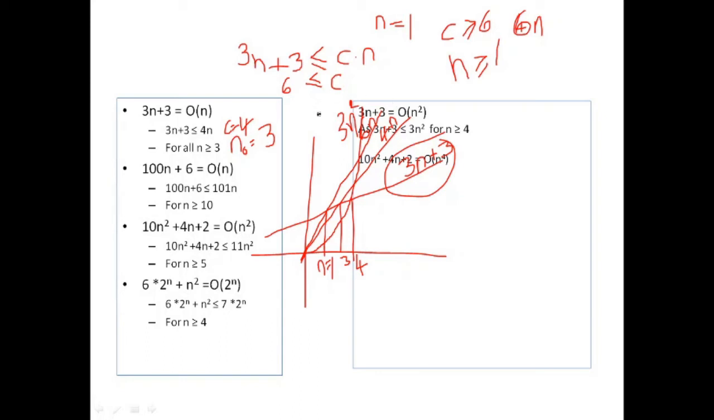So, anything greater than n can be a bounding function, but n is the closest bounding function to 3n plus 3, and it is that which we usually say when we say 3n plus 3 is order of n, that is the closest bounding function. But we also can say 3n plus 3 is order of n squared, but that is not the closest bounding function. The closest is n. Okay, that is what we need, right?